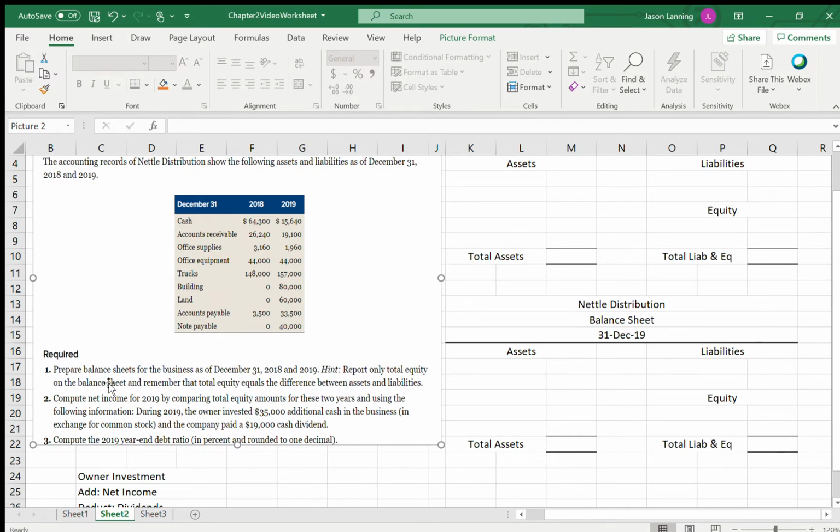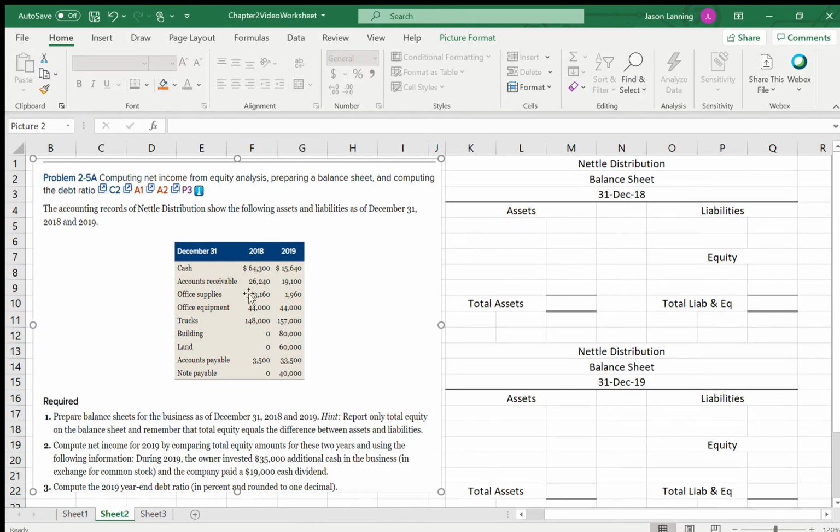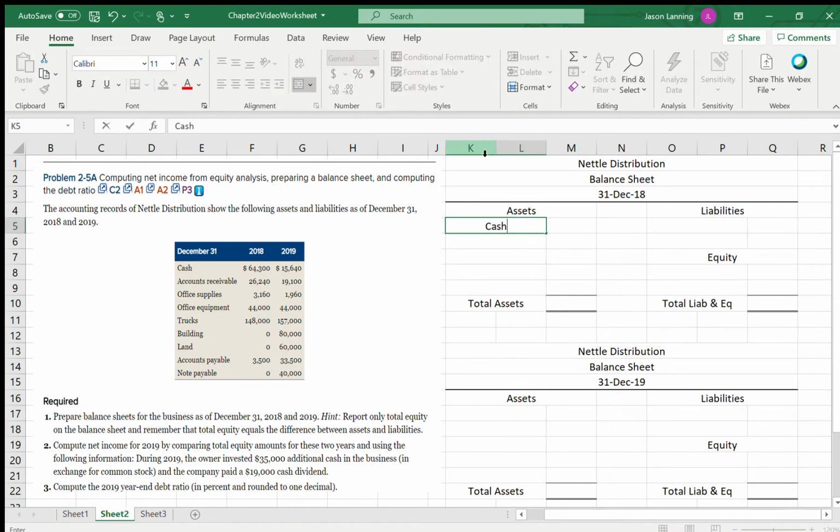And the first thing we want to do is prepare balance sheets for both December 31st, 2018 and 2019. And it says here we only have to report total equity on the balance sheet. And remember, total equity is the difference between assets and liabilities. So for 2018, for both balance sheets, all we have to do is plug in the numbers here. So cash in 2018 we had 64,300, and you can see my balance sheet here is dated for that.